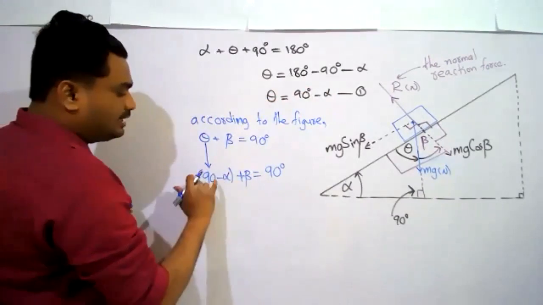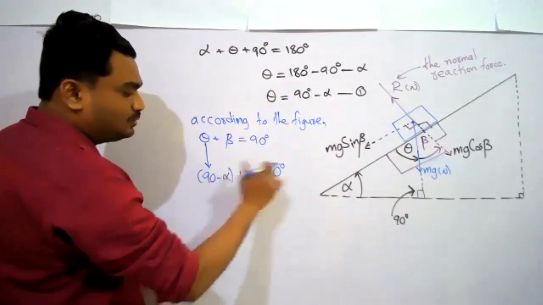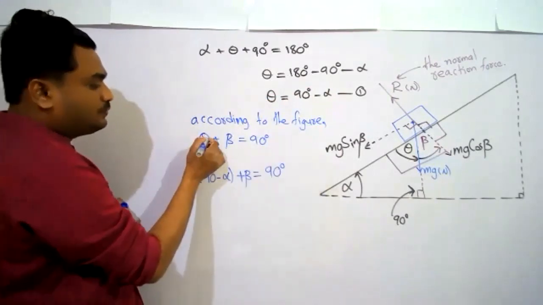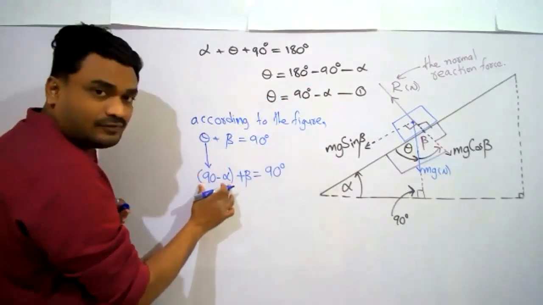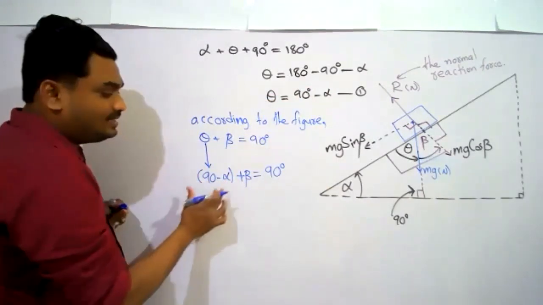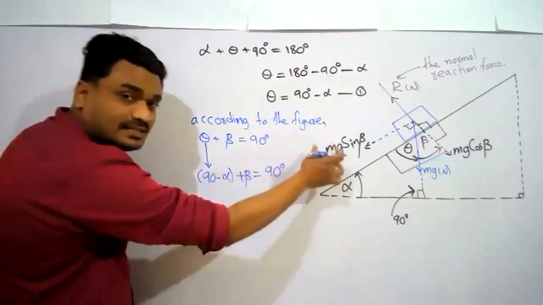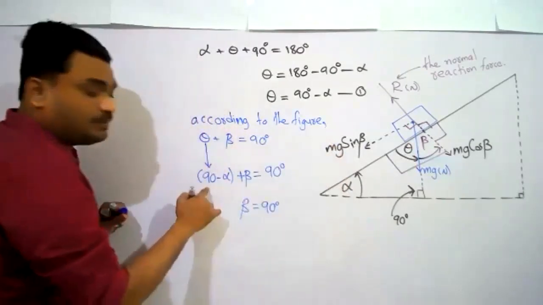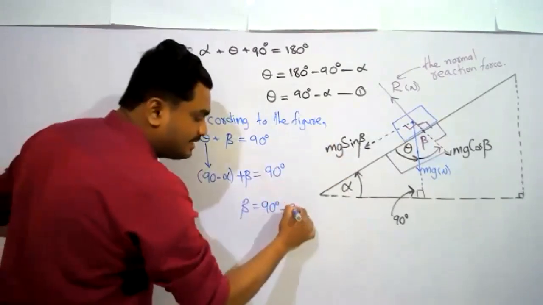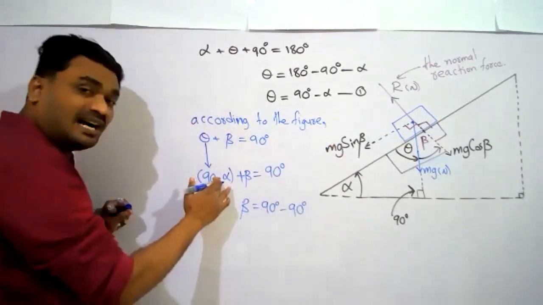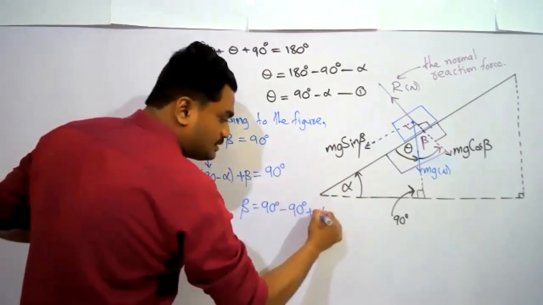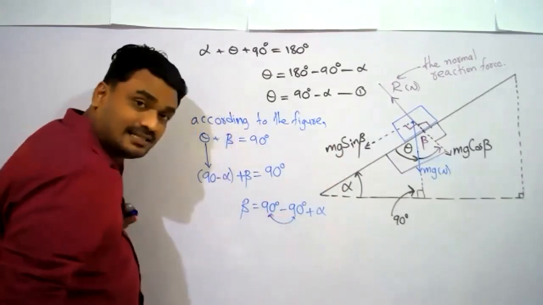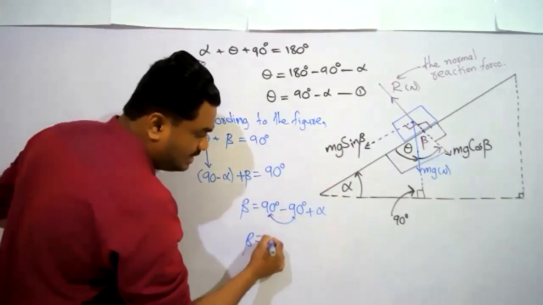So let me take minus alpha to the other side and 90 to the other side. In the place of theta, I have written 90 minus alpha. Now I'll take both 90 and alpha to the other side. So I'll get beta equals 90, and 90 goes to the other side as minus 90, minus alpha goes to the other side as plus alpha. Now you see this plus 90 and minus 90 cancel out, you get beta equals alpha.